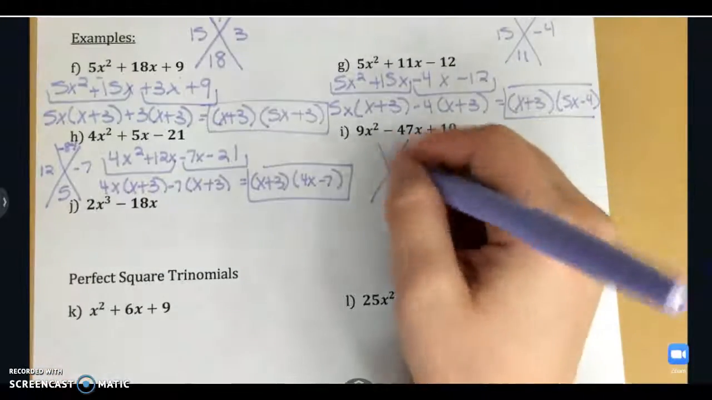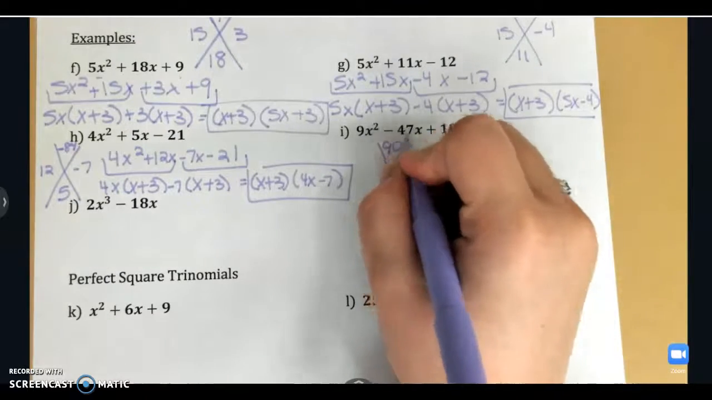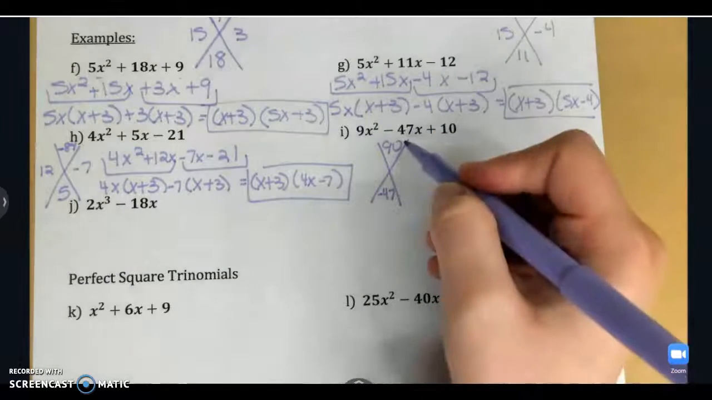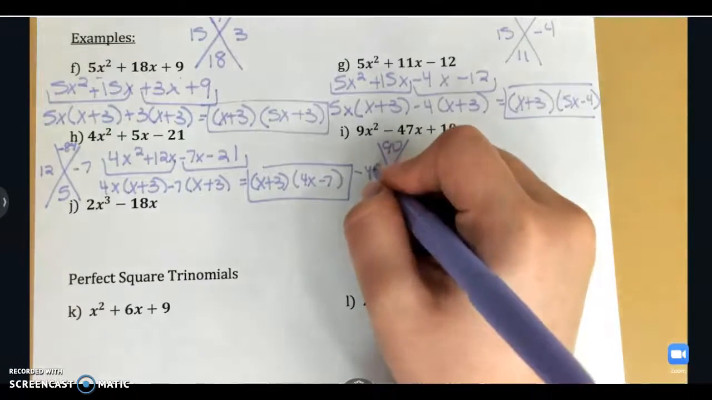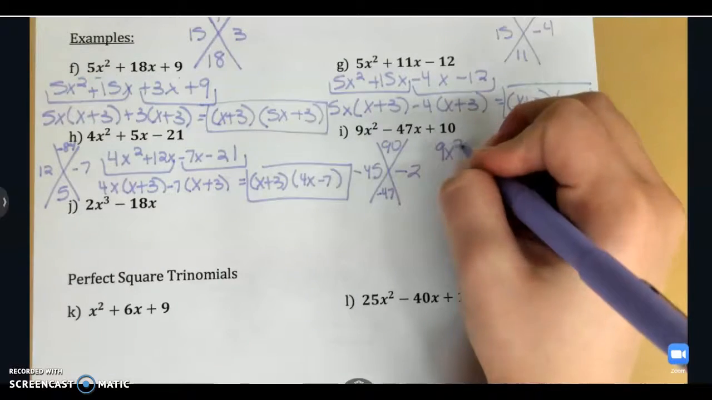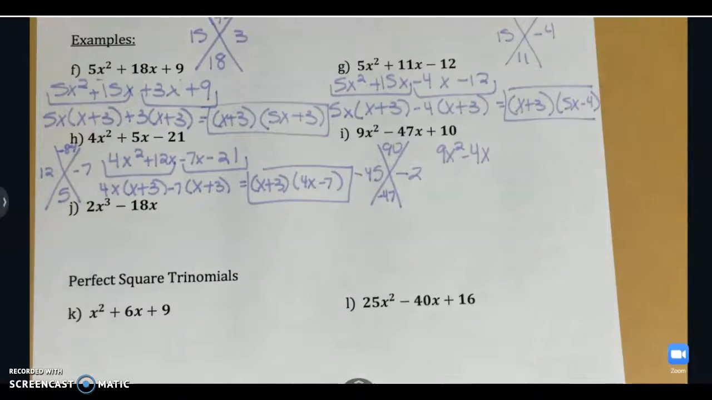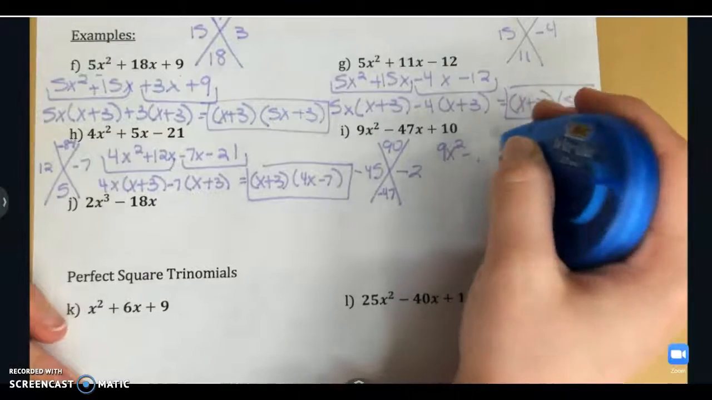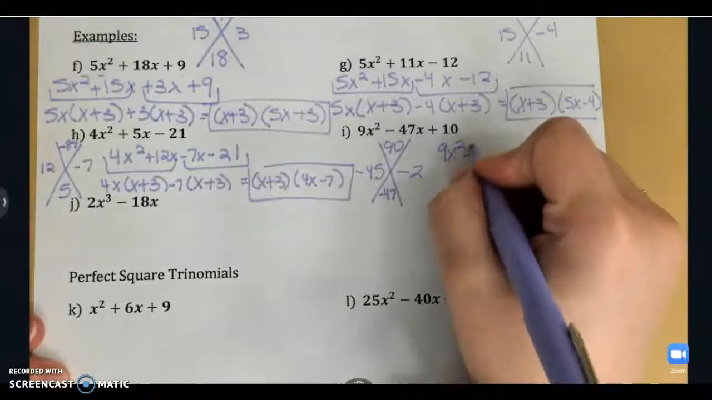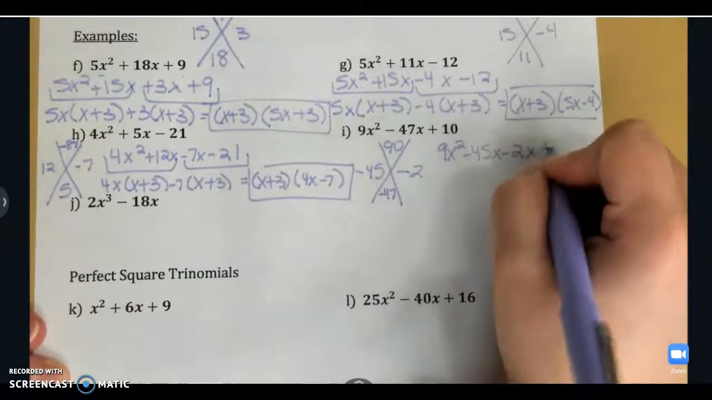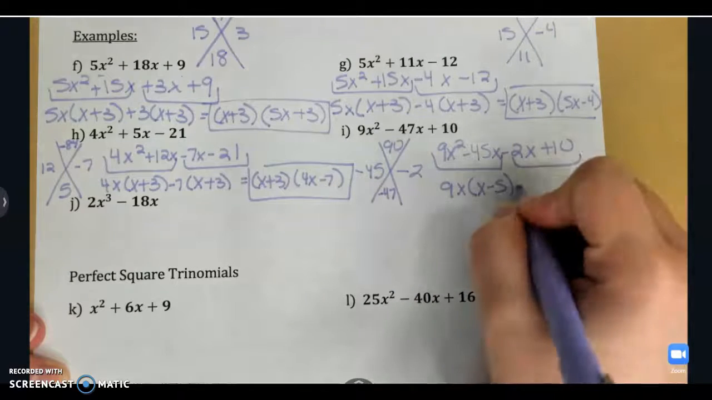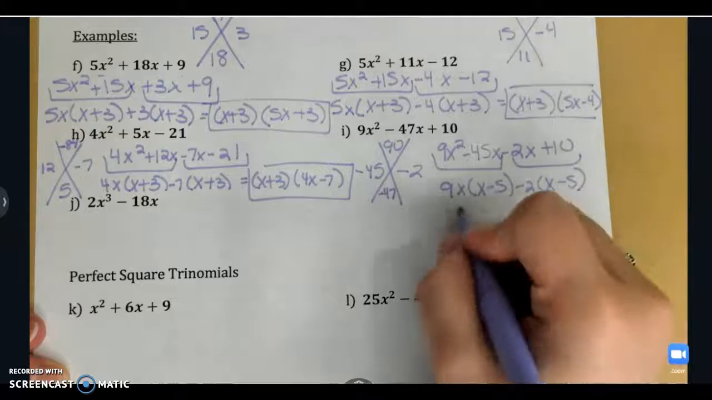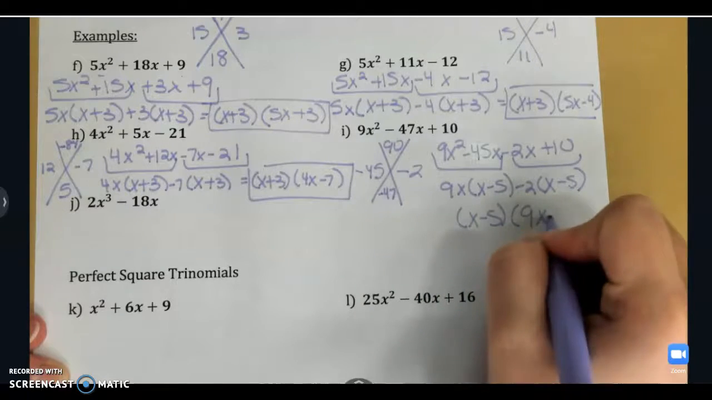Okay, then I, 9 times 10, 90. So it multiplies to a positive number and adds to a negative. That means that these are both going to be negative. And so that's going to be negative 45 and negative 2. So 9x squared minus 45. Oops, that should be 45x, not just 4x. Got a little too excited there. GCF. So I'm going to get x plus 5 times 9x minus 2.